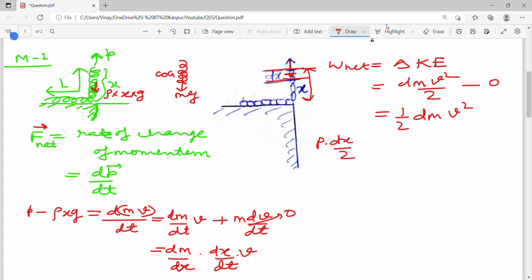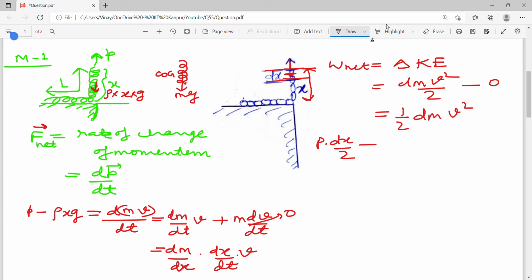So this force P is going to act here. So if you are applying this force P to displace this, the work done by this force P is going to be P into dx by 2. Just hang on, let me write the next step, you will understand this. Minus, how much have you lifted? X, right?